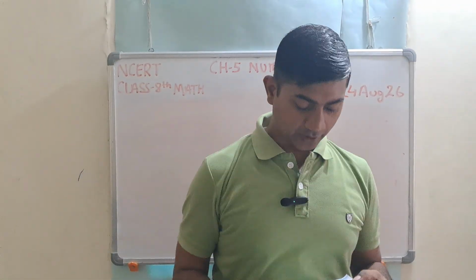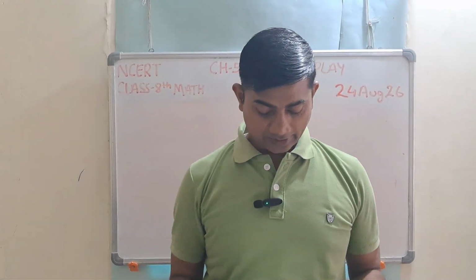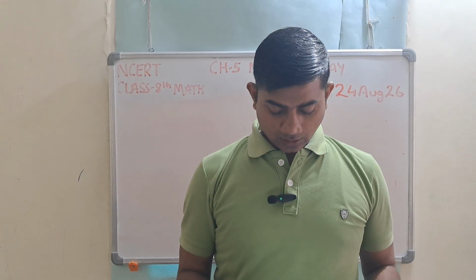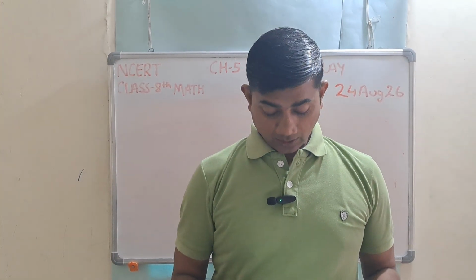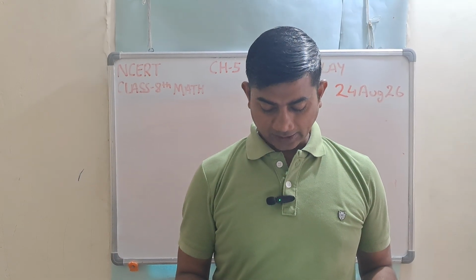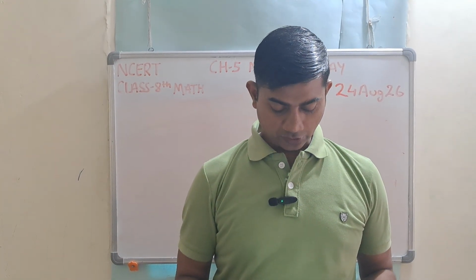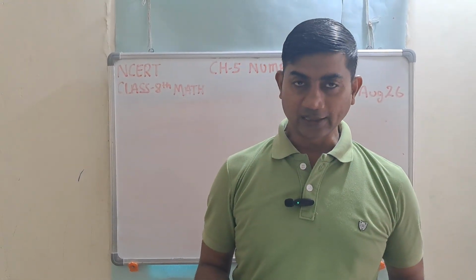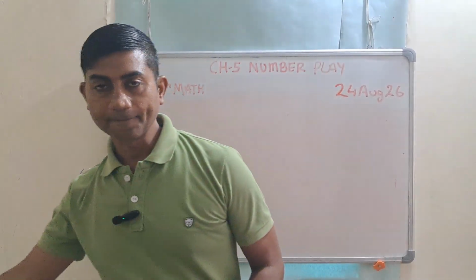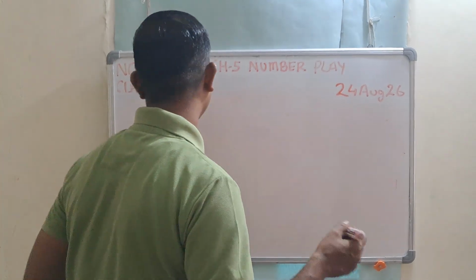Let me explain you question number 6 first. Tathagat has written several numbers that give the remainder 2 when divided by 6. He claims that if you add any 3 such numbers, the sum is always a multiple of 6. Is Tathagat's claim true? That we'll see.